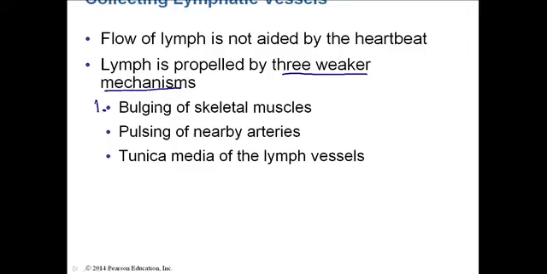1. Skeletal muscle contraction. 2. Pulsing of nearby arteries. And 3. The tunica media of the lymphatic vessel, which is slightly elastic.